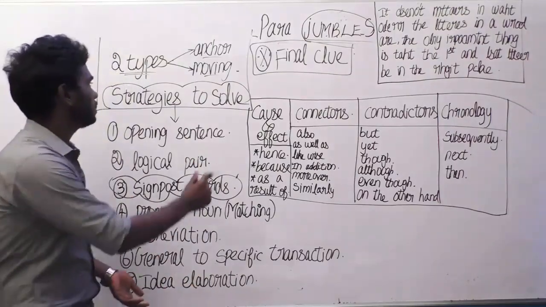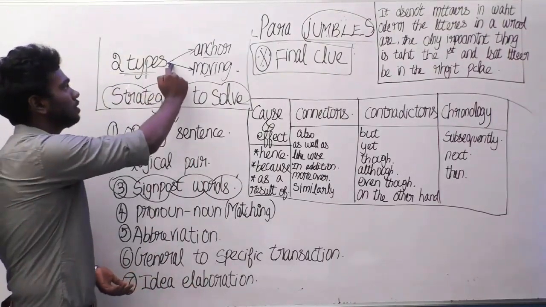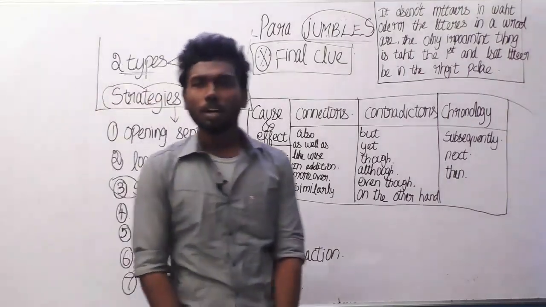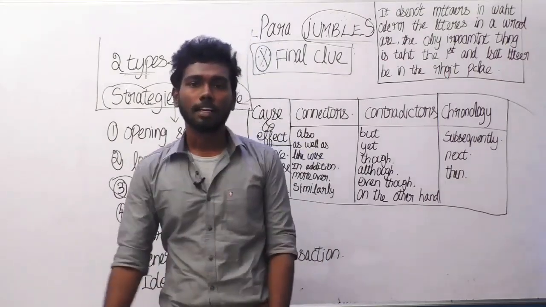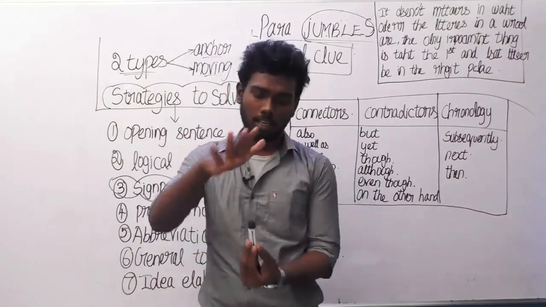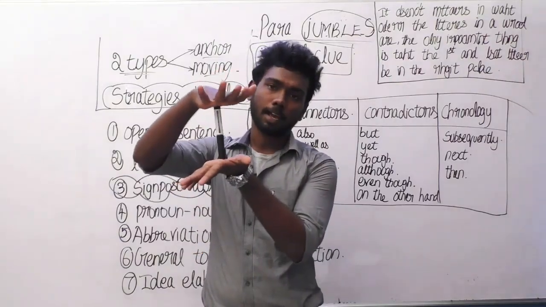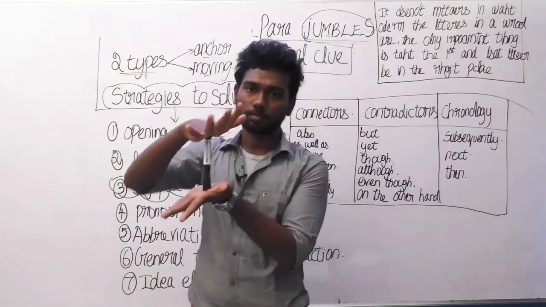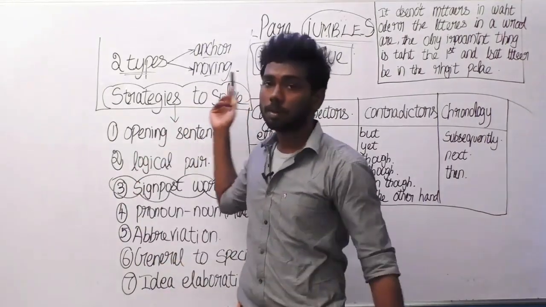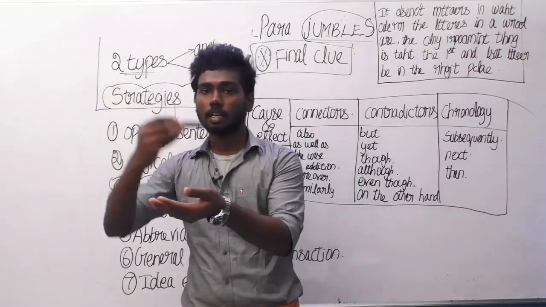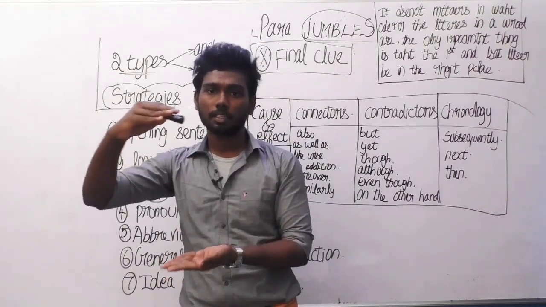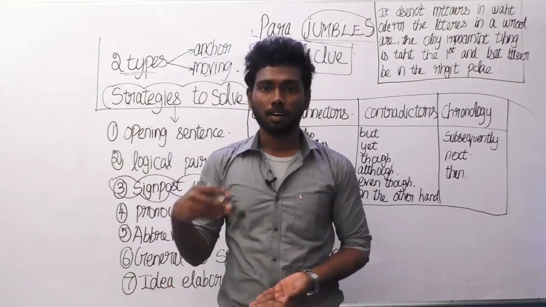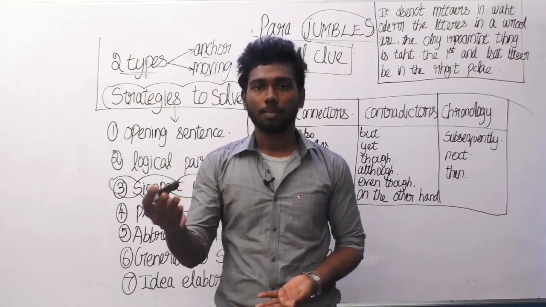There are two types of jumbles. As I have already said, the first type is anchor jumble and the second type is moving jumble. Generally, what is an anchor? Anchor means it is a fixed place. If I keep this marker in my hand in this closed position, we can say that this marker is anchored. In the same way, while solving jumbled sentences, the first and the last sentences will be fixed in the correct order. In the question they would have mentioned in the direction that the first and last sentences are already placed in order.